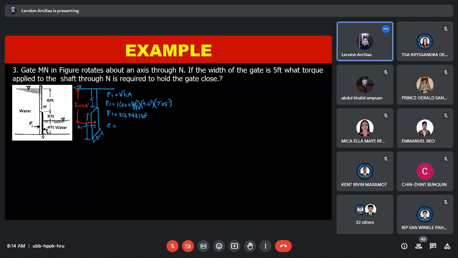Okay? Next is yung ating location ng F using E. Malalaman natin yung location niya. So that is BH cube over 12 area times H bar. So again, H bar is equal to Y bar pag inclined, pag vertically submerged. So base natin is 5 times height natin is 7 cube over 12 times the area of the rectangle or the gate, that is 7 times 5 times H bar, which is 9.5. So E is equal to 0.4298.